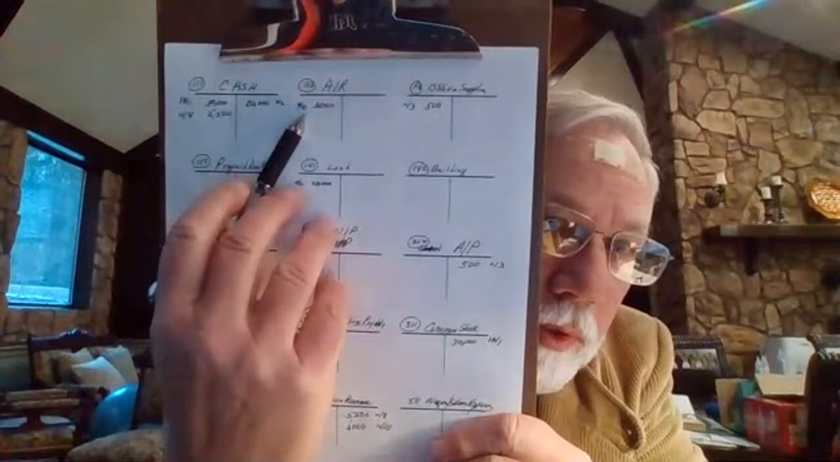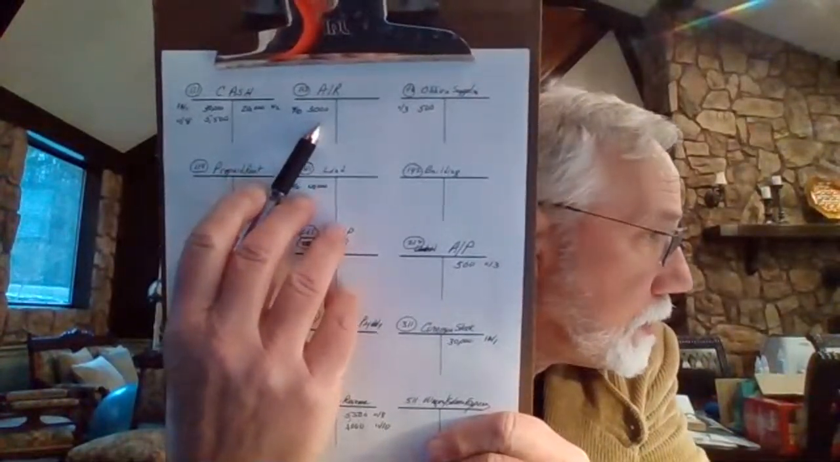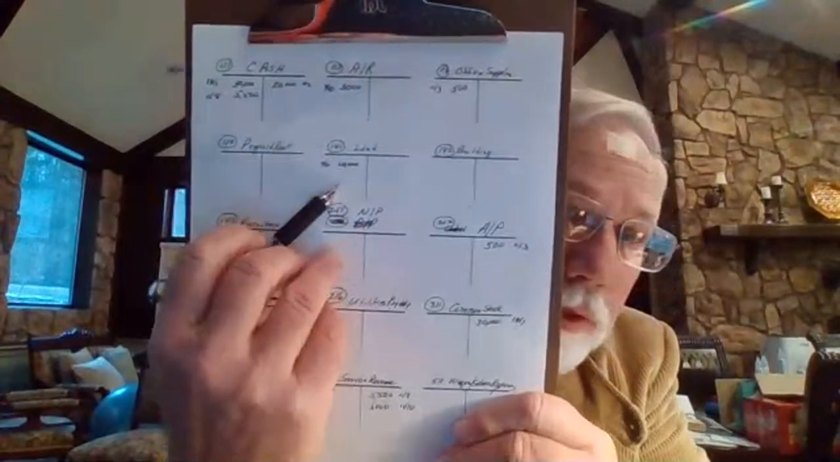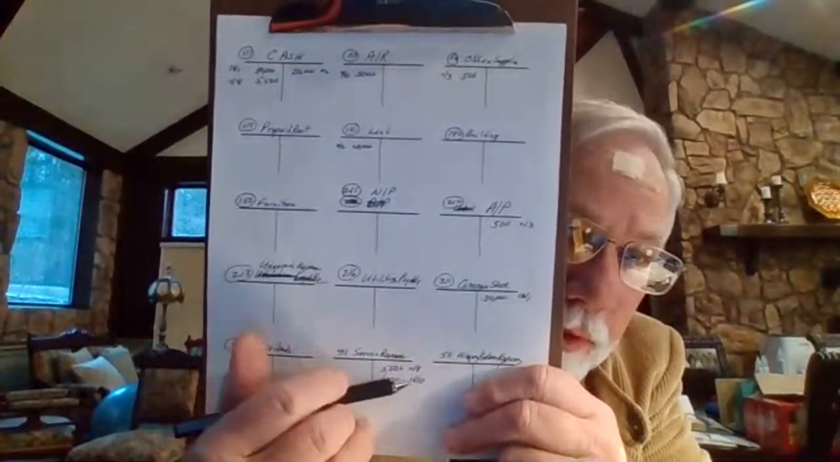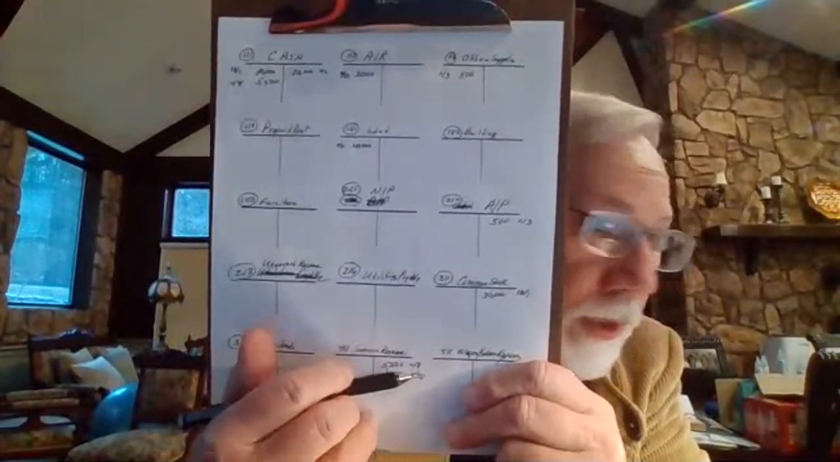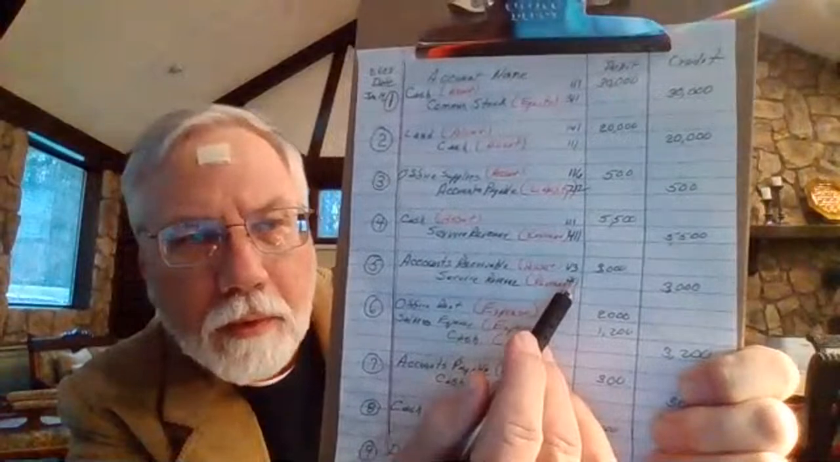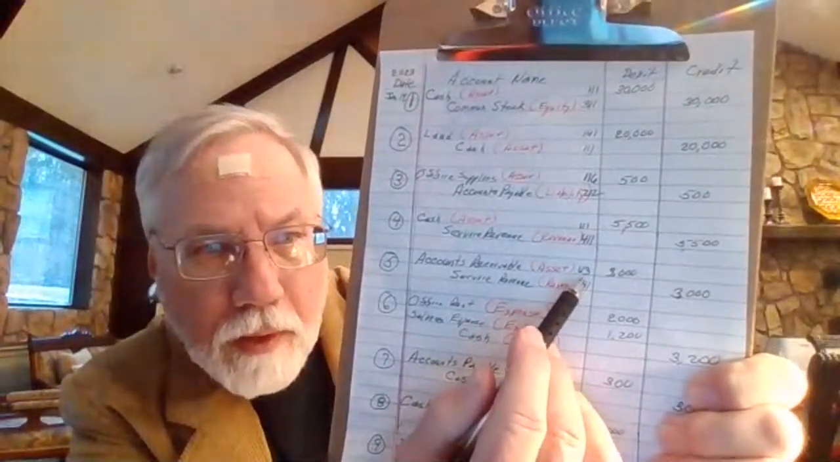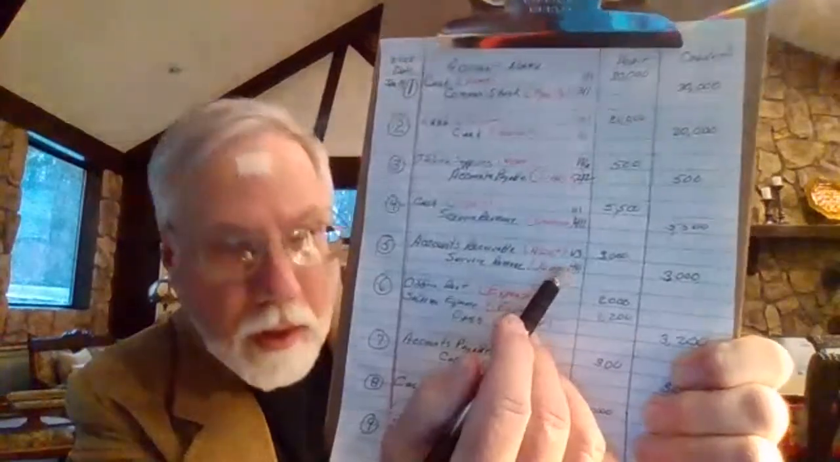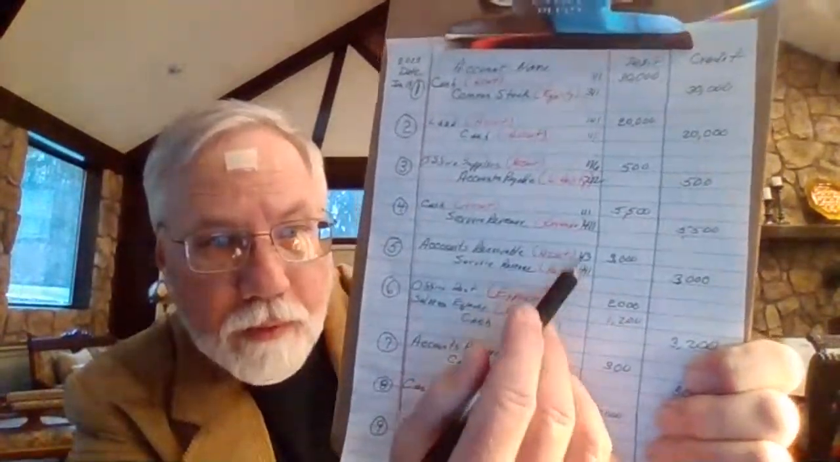Accounts receivable gets a $3,000 debit. And the service revenue gets $3,000 on November 10th. I take those account numbers, 411. Accounts receivable, what's that, 113. Service revenue, 411, right there.